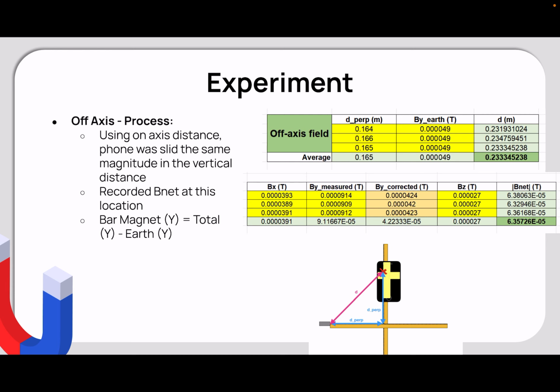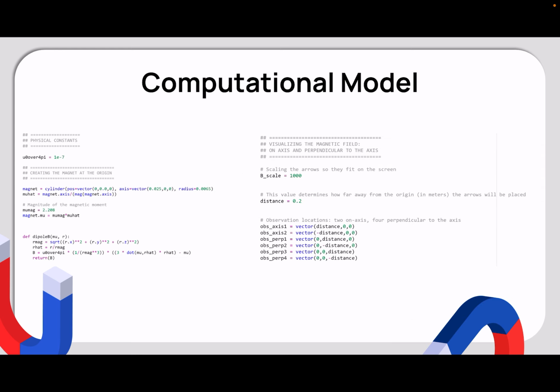Then we had to find the off-axis component, so we used the on-axis distance and slid the phone the same magnitude but in the vertical direction. Then we recorded the net magnetic field at this location. To find the bar magnet's y component, we took the total y component, or total net field, and subtracted the Earth's magnetic field in the y component.